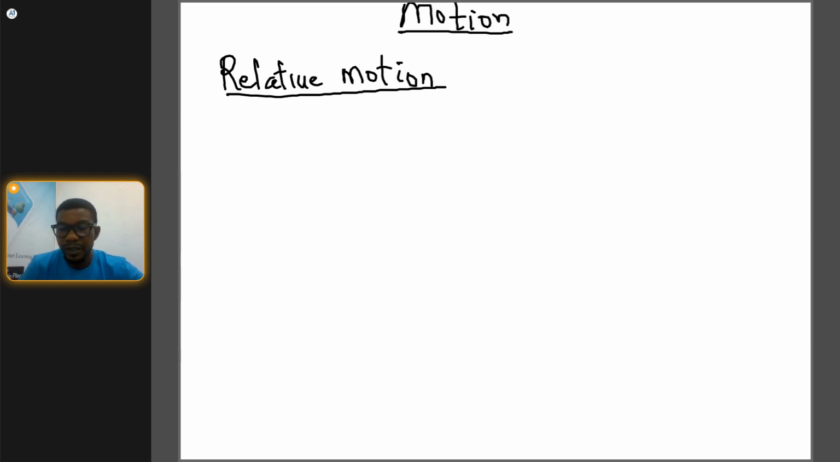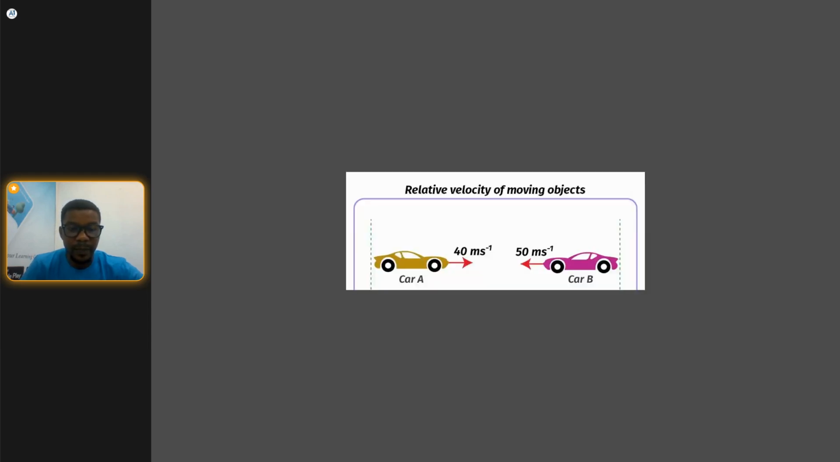Okay, so we have a diagram in our charts. We want to use that diagram to explain what relative motion is. Let's consider this diagram together. Now, this is a relative velocity of moving objects. With this diagram, we are going to explain the meaning of relative motion.